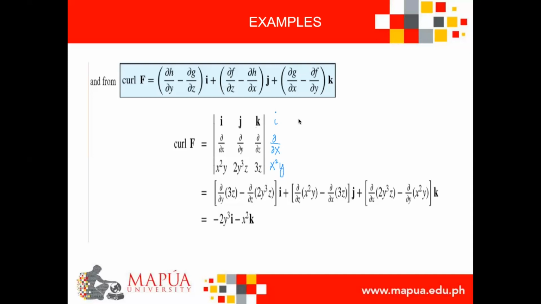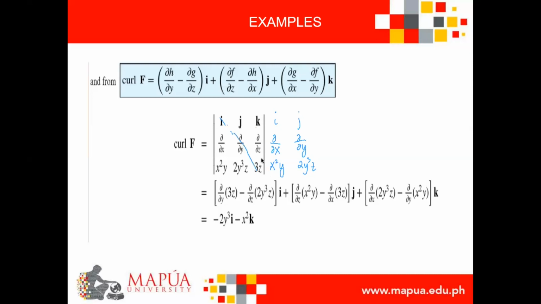Then we have here j. Then we have partial derivative with respect to y. Then we have 2y cubed z. So using the basket method, we will have the diagonal multiplication starting from the upper left. So multiply now these elements diagonally.